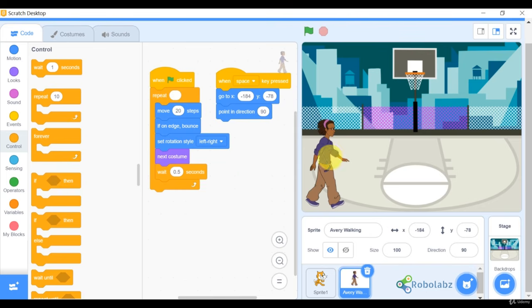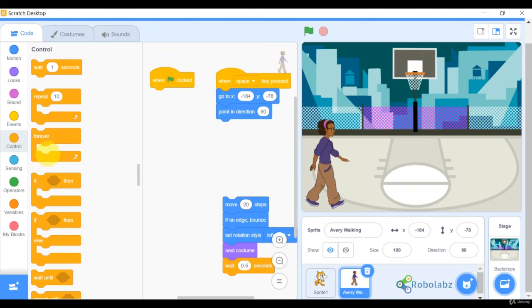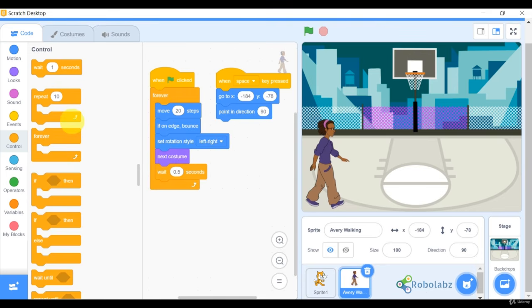If I want that this girl should keep on moving continuously, I can use this statement forever. So if I replace this repeat with a forever loop, now I don't have to be bothered about how many times I have to repeat this loop. This is a forever loop and this girl will keep on moving forever.